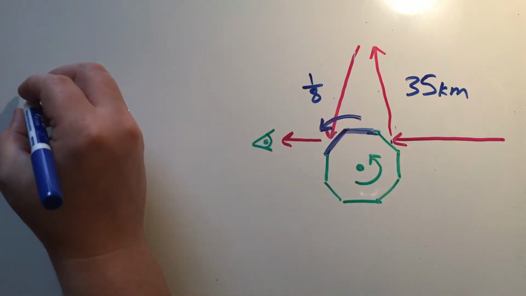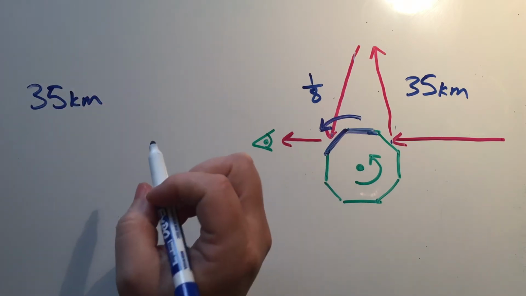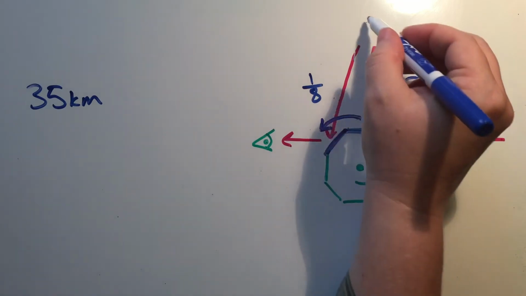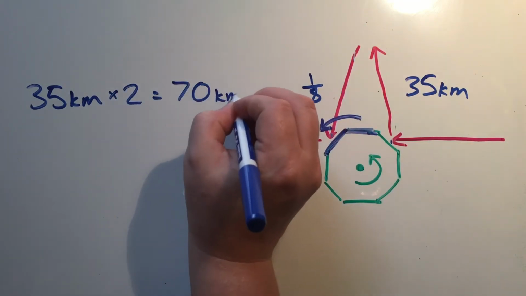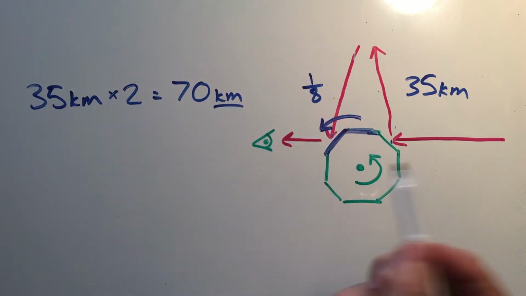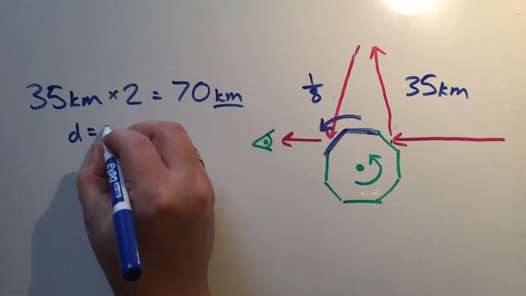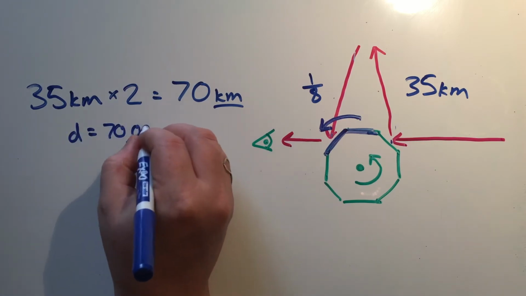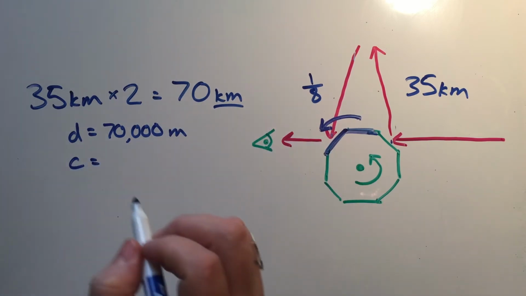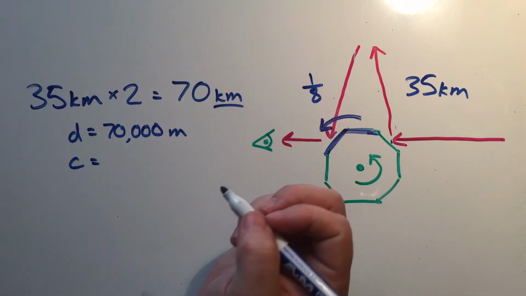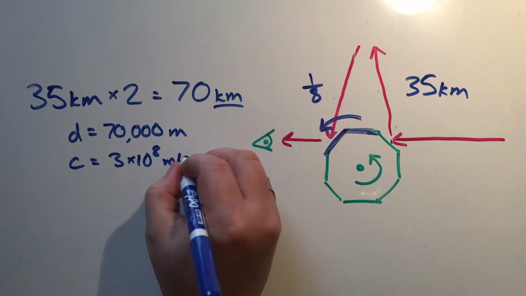So we have 35 kilometers of distance that the light is traveling, but of course it's 35 kilometers there and 35 back, so we have to multiply by 2 to get 70 kilometers. We're in kilometers and we should definitely turn that into meters for the sake of our math, so our total distance is going to end up being 70,000 meters. We also know the value for c in this case in particular, we are using 3 times 10 to the 8th meters per second.